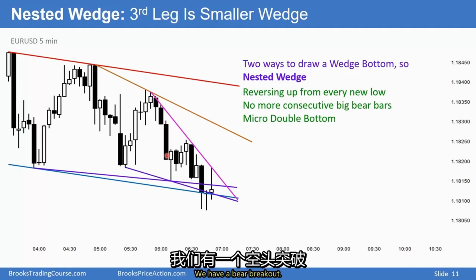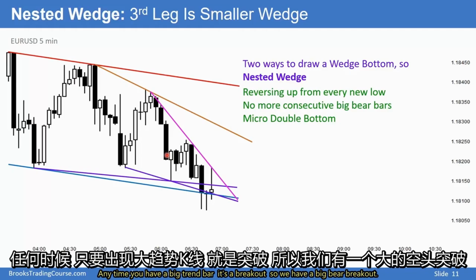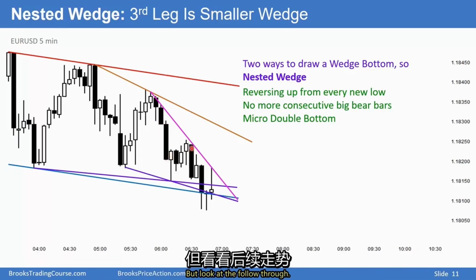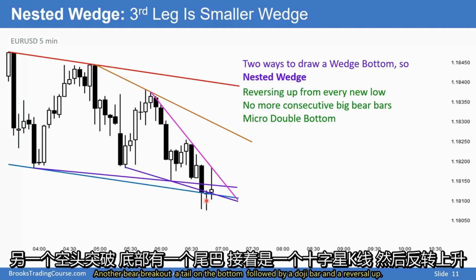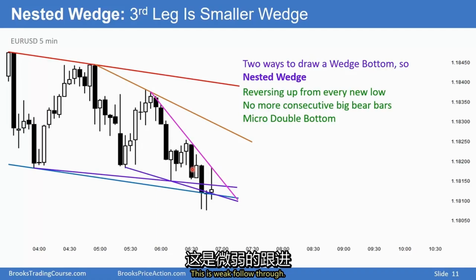We have a bear breakout. Anytime you have a big trend bar, it's a breakout. So we have a big bear breakout. But look at the follow through. We have another bear breakout. And look at this, a bull bar. Another bear breakout, a tail on the bottom, followed by a doji bar and a reversal up. This is weak follow through.